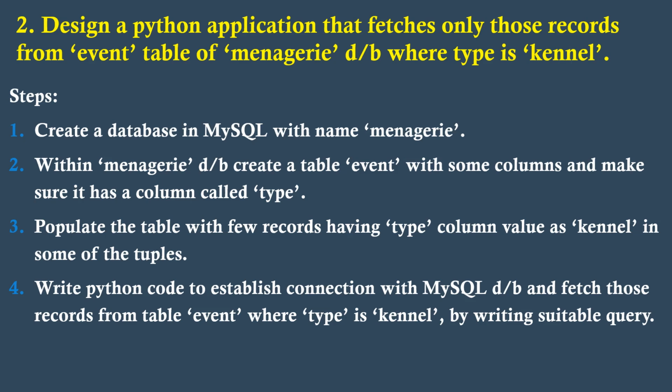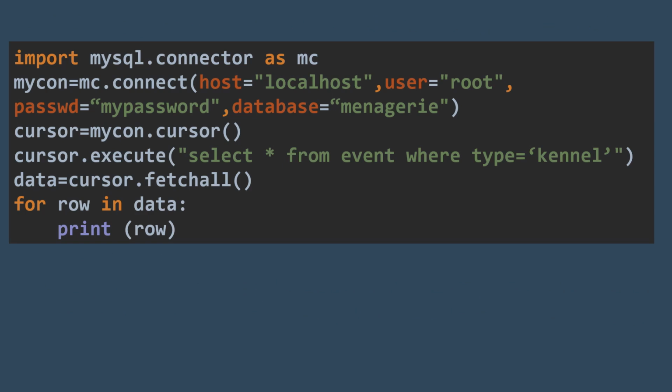Now let's see. This is a very simple program, just like you have done earlier. You have to just import the connector package, then create the connection object by providing all the 4 parameters. Make sure your database name is menagerie, and you have to create the cursor object, and you can call the execute function by passing the particular query in that function. Here we want the event types where type is kernel. So you have to write the query like that: select star from event, where event is the table name, where type is equal to kernel.